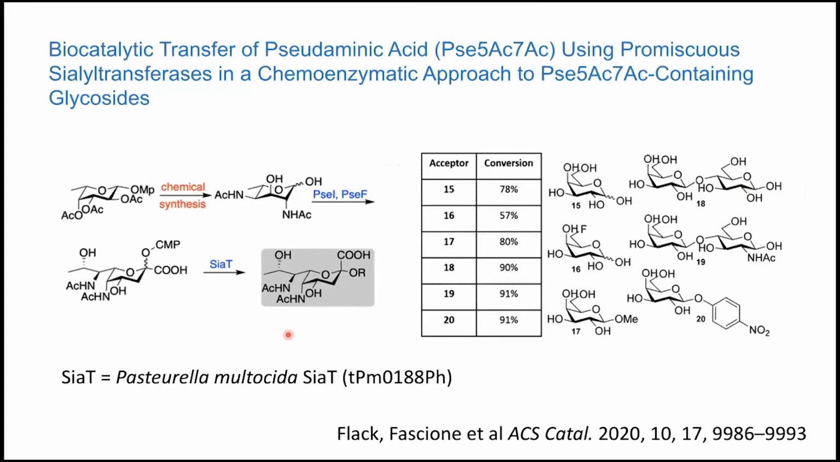So in this case, I'm talking about sialyltransferases, which I've shown some examples of before, where you can just take CMP sialic acid and transfer it onto a substrate, and the sialyltransferase will determine which linkage you're making. We all know about these sialyltransferases. The question is, can you use these enzymes for other natural sugars? And this is a collaboration with Martin Fascione here at York University, who was very interested to make glycosides that contain pseudaminic acid, which is a bacterial sugar, and it's quite distinct from sialic acid.